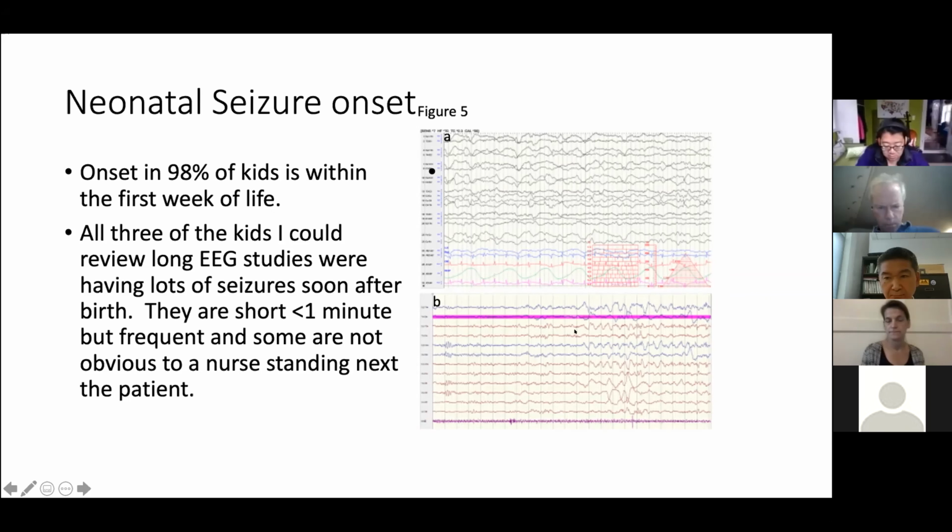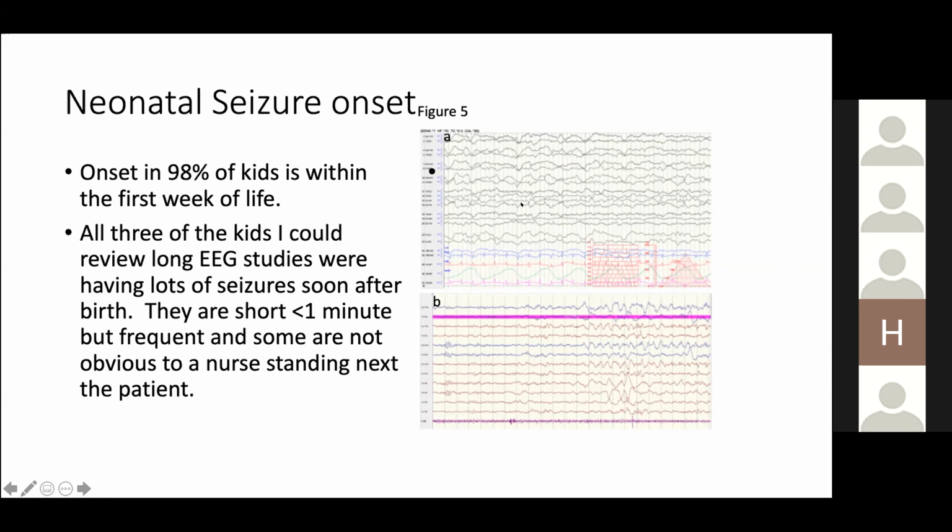They're multifocal, coming from either side. Interestingly, while the background showed a lot of sharps and there was some discontinuity while the patient was having a lot of seizures, it normalized quite quickly, and the neonatal background just had multifocal sharps but was otherwise well organized with normal features. And that's going to become a theme of this talk: the EEG background actually is quite normal.